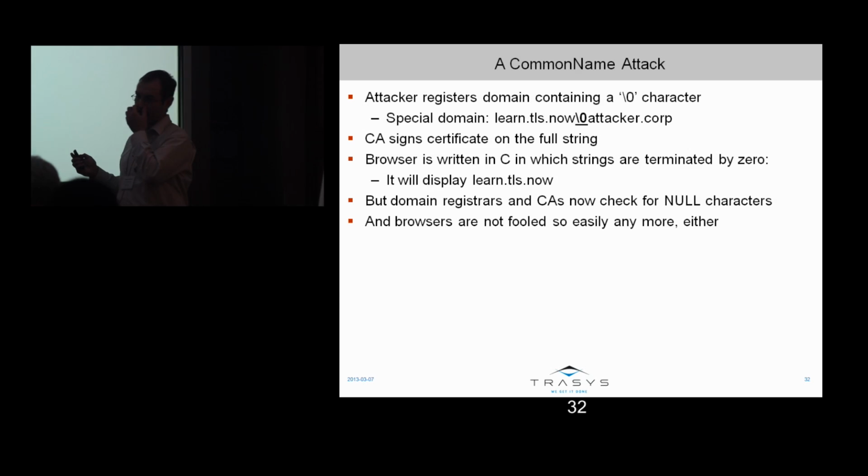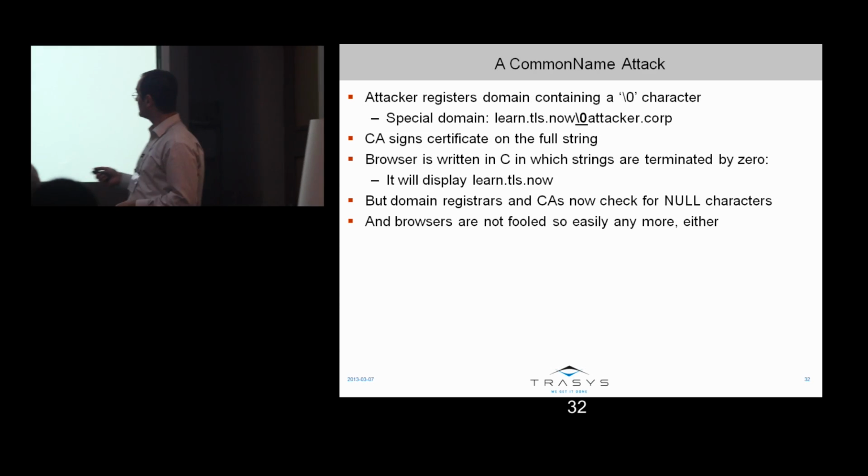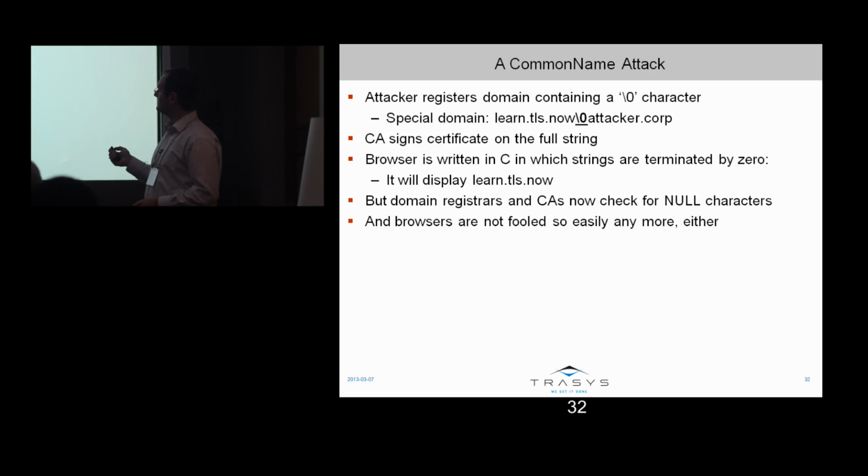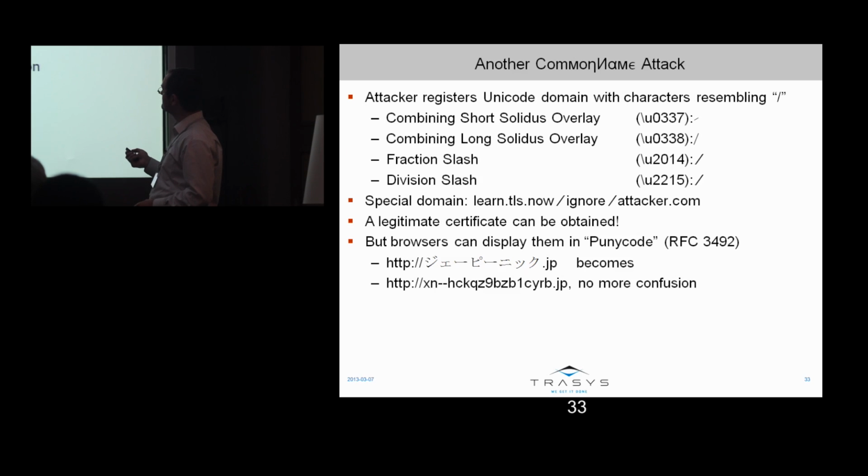A common name attack, an attack on that common name part, was one that Bart Preneel showed you, I think, during the network protocols part. Okay. So I'm sure you understood why that worked and how it was remedied. How about this attack?